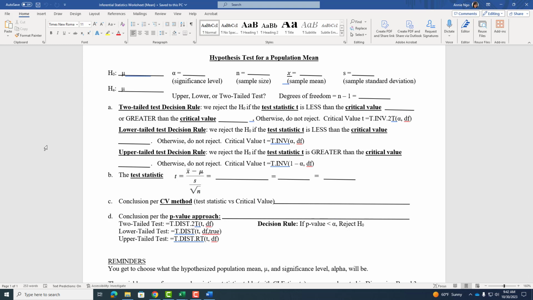And again, this should feel very familiar. You did this in chapter 9. We're just now doing hypothesis testing with the project data as opposed to data from the textbook.